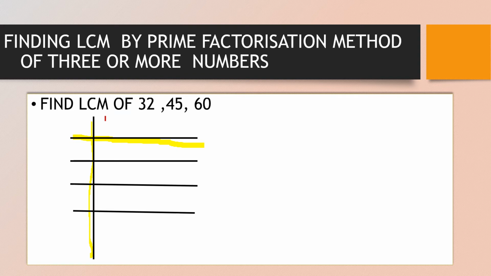So my first number is 32, comma, second is 45, and the third one is 60.